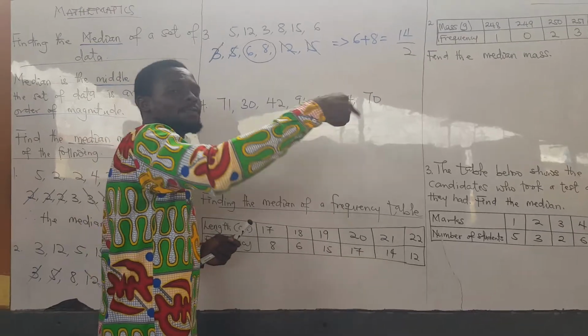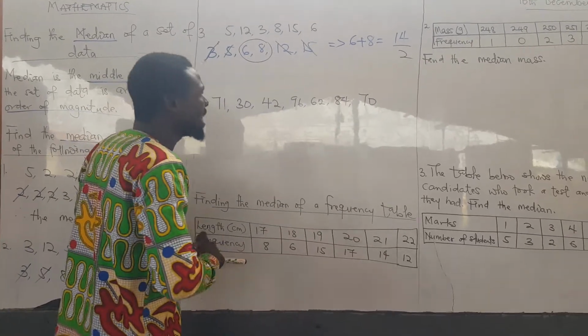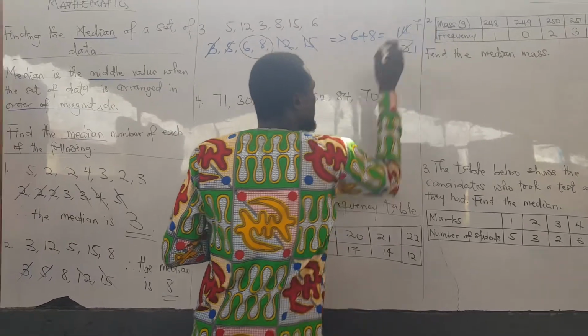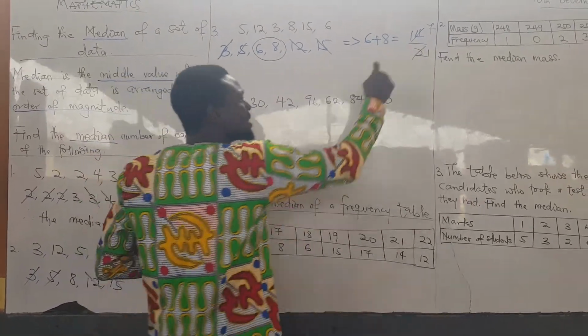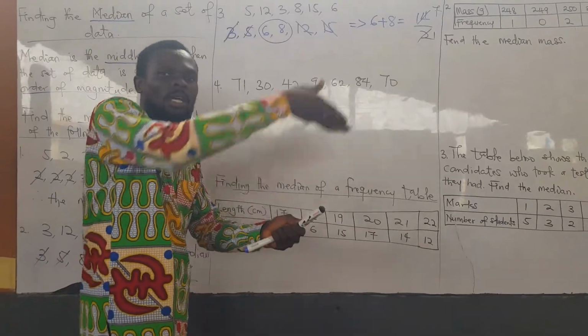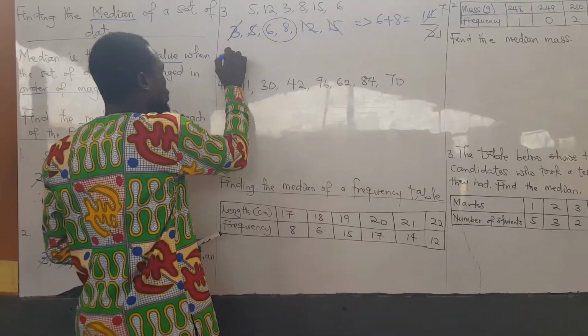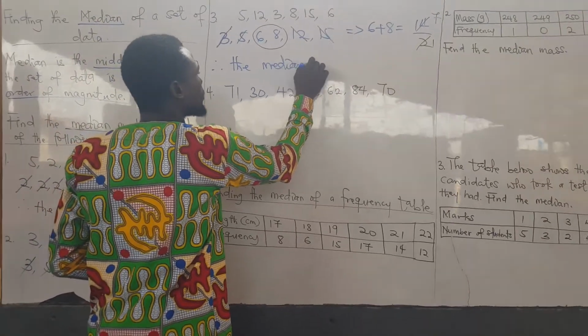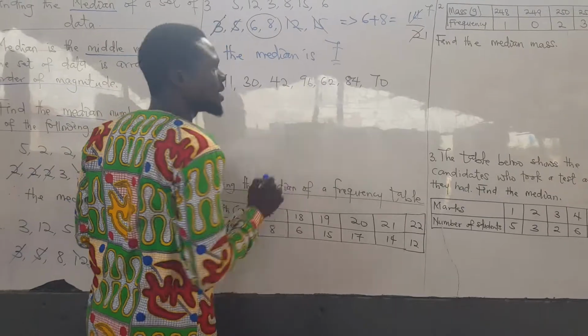If you divide the 14 by 2, we are going to get 7. The answer that we have here is going to be our middle number. So therefore, the median is 7.